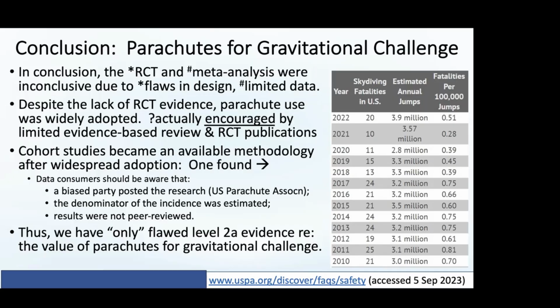But once it became adopted, cohort studies became an available methodology after widespread adoption. And you can see that one found a really low rate of about a half fatality per 100,000 jumps. And that was consistent over many years in the United States. But data consumers should be aware that a biased party posted these results, the U.S. Parachute Association, that the denominator of the incidence rate was estimated and that the results were not peer-reviewed. And so we have only flawed level 2A evidence regarding the value of parachutes for gravitational challenge.